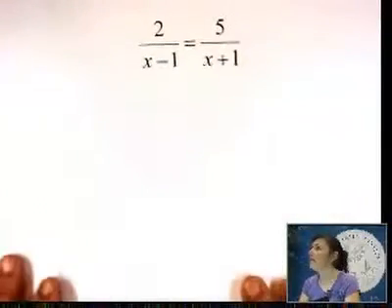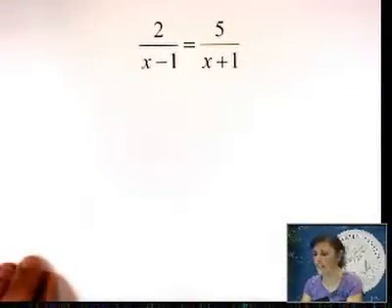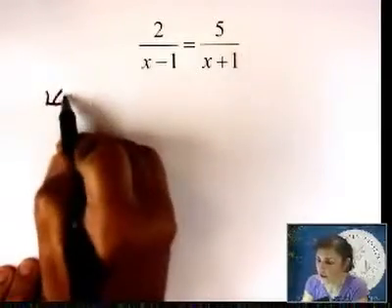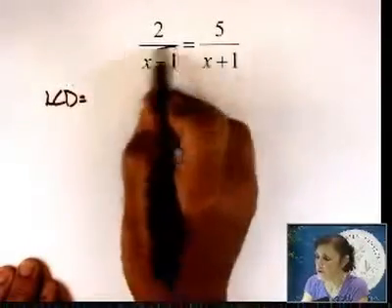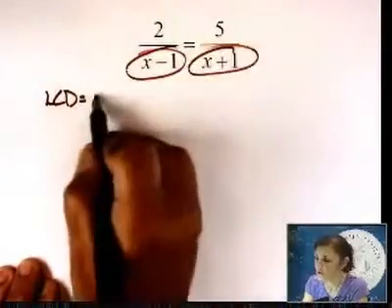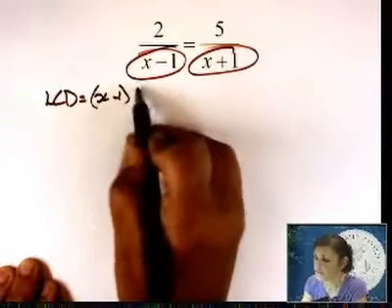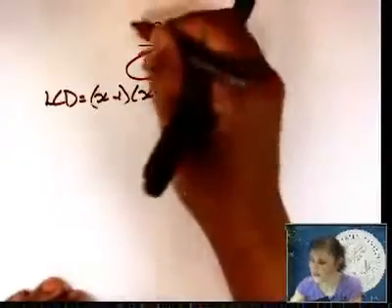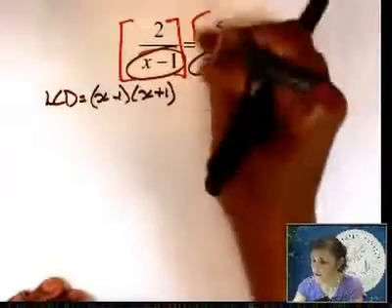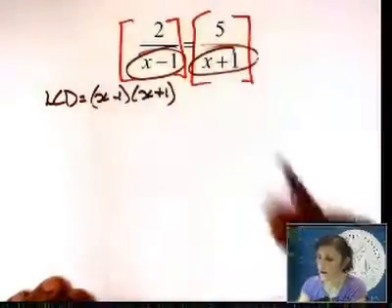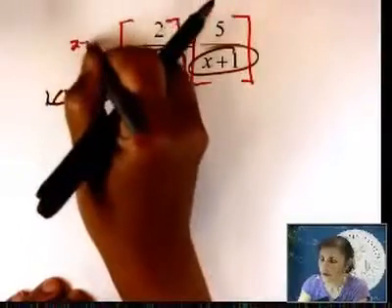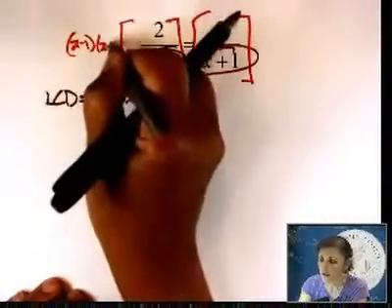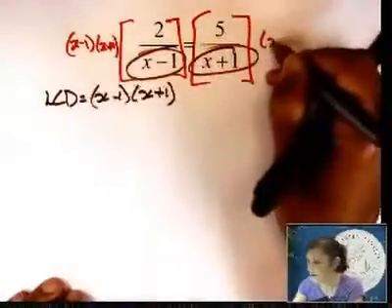All right. Let's do another one. This looks like a proportion, doesn't it? Let's find the lowest common denominator. It's going to be the multiplication of these two. What do I do? Remember, put your brackets. Multiply the left and the right by the lowest common denominator.